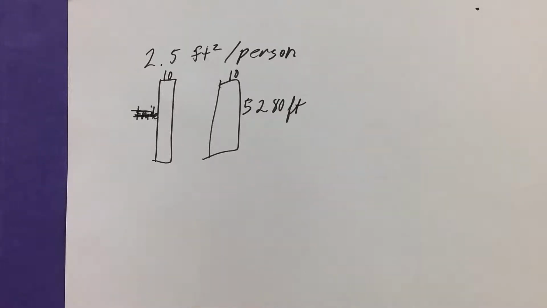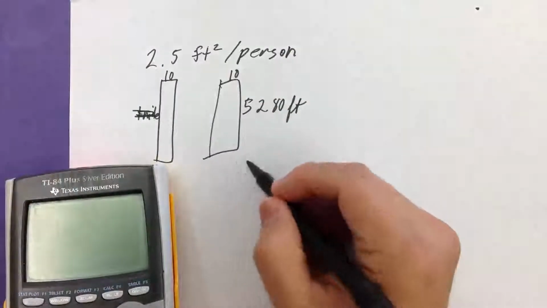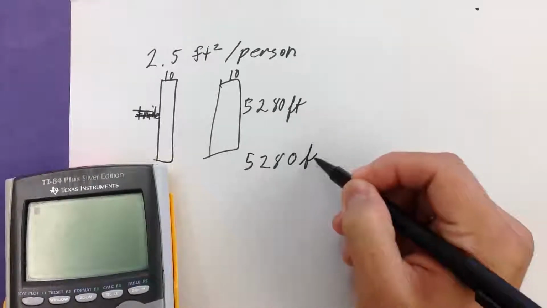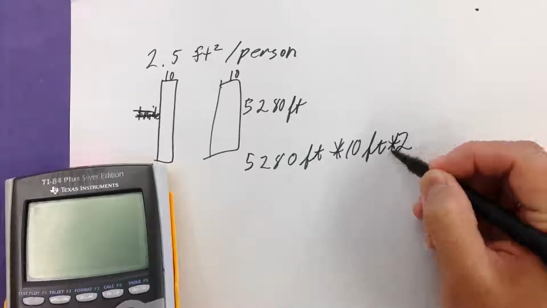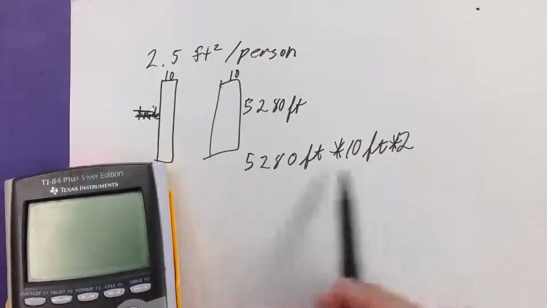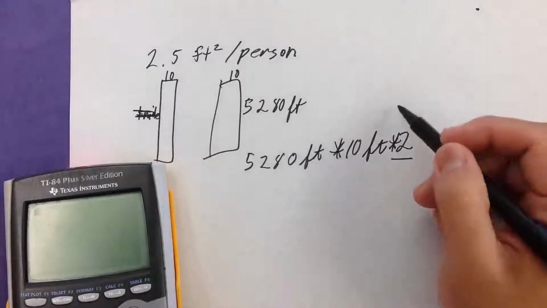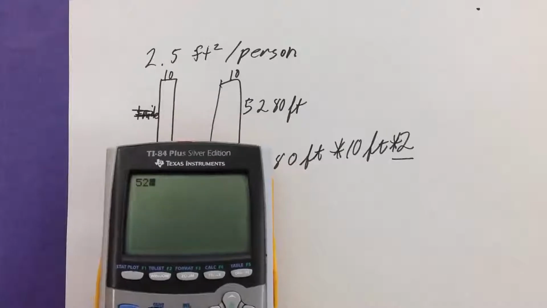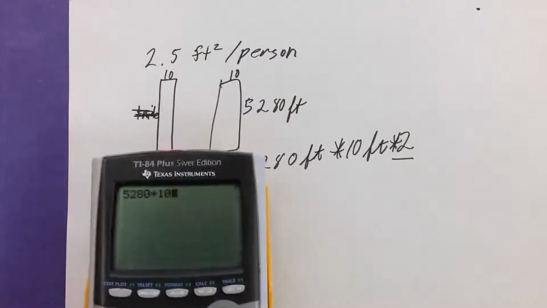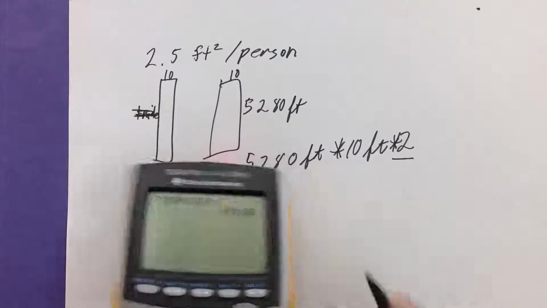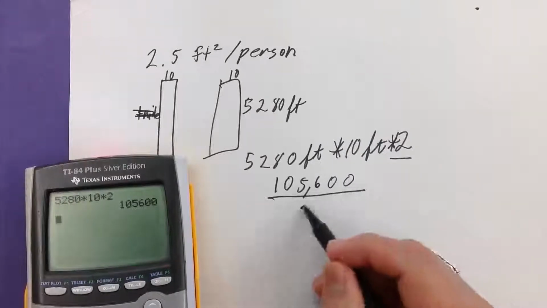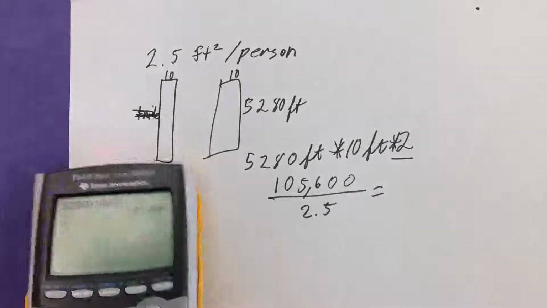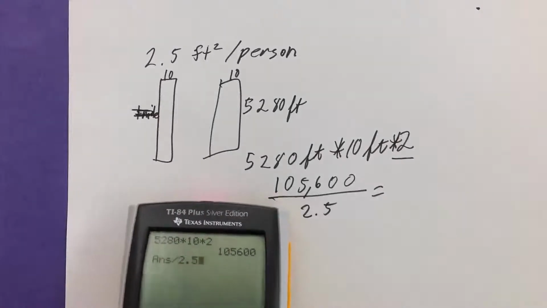Alright. So to do this, we have to get the area. So it's 5,280 feet times 10 feet. Also multiply that by 2 because we have both of these sides, side 1 and side 2. So you have 5,280 feet times 10 times 2. That's 105,600. You're going to divide that by 2.5 and you'll find out how many people will be in this.